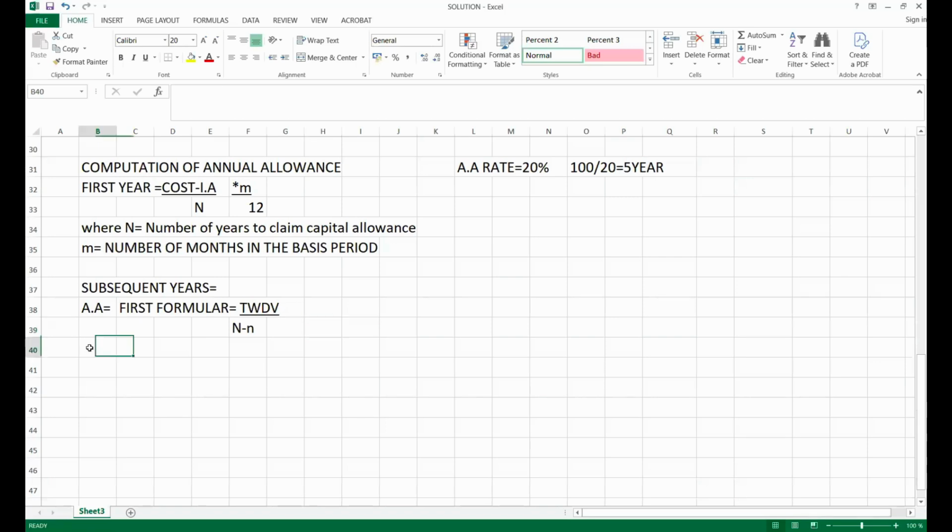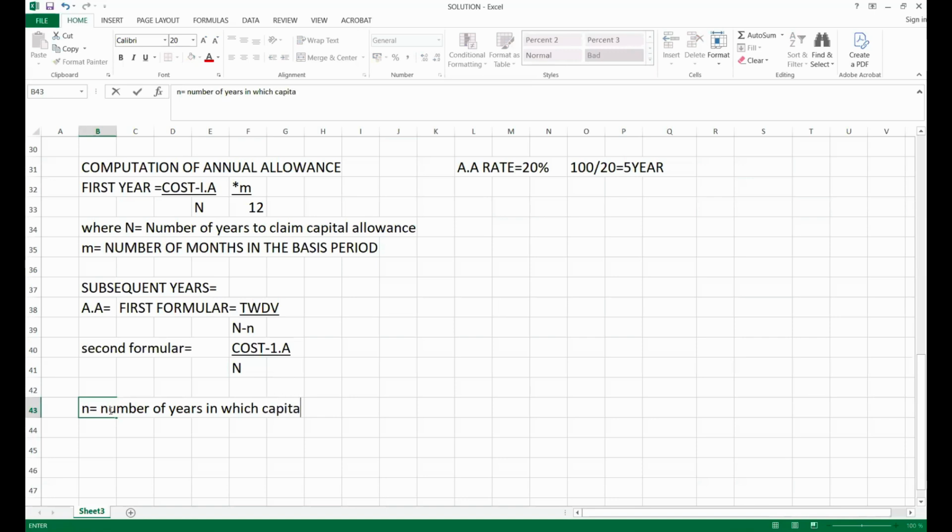So the second formula is equal to cost minus initial allowance, divided by big N. So we already know what big N is before. What we need to know now is small n. Small n is now a number of years.